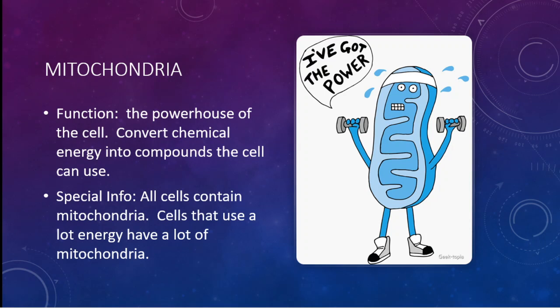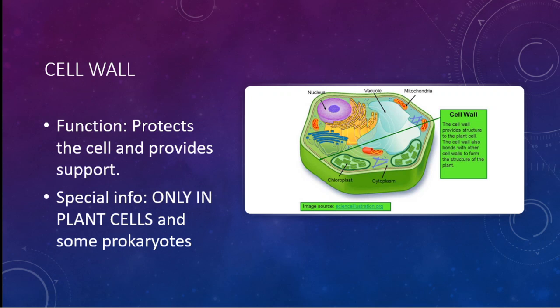The mitochondria. Its function is it's the powerhouse of the cell. It converts chemical energy into compounds the cell can use. Special info: all cells contain mitochondria, and cells that use a lot of energy have a lot of mitochondria. So the more mitochondria a cell has, the more energy it's going to use. So these are just the powerhouses of the cell, and these are in plants and animals.